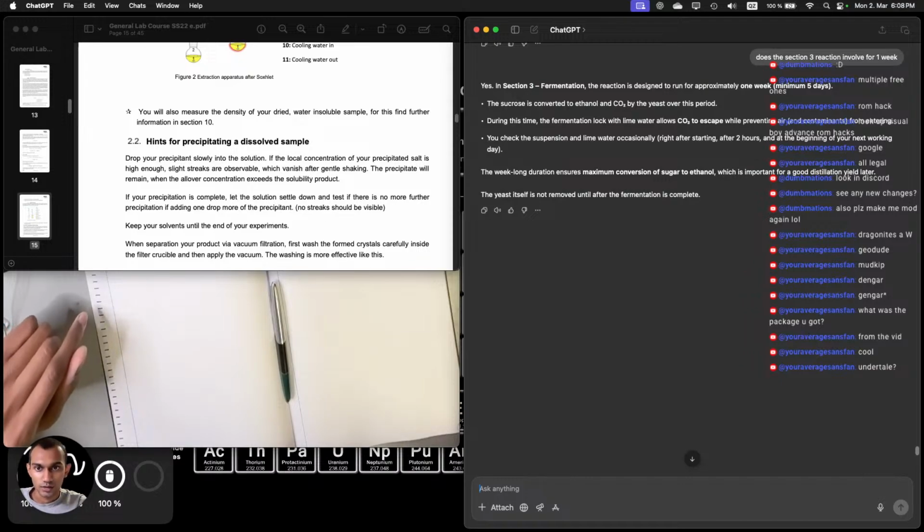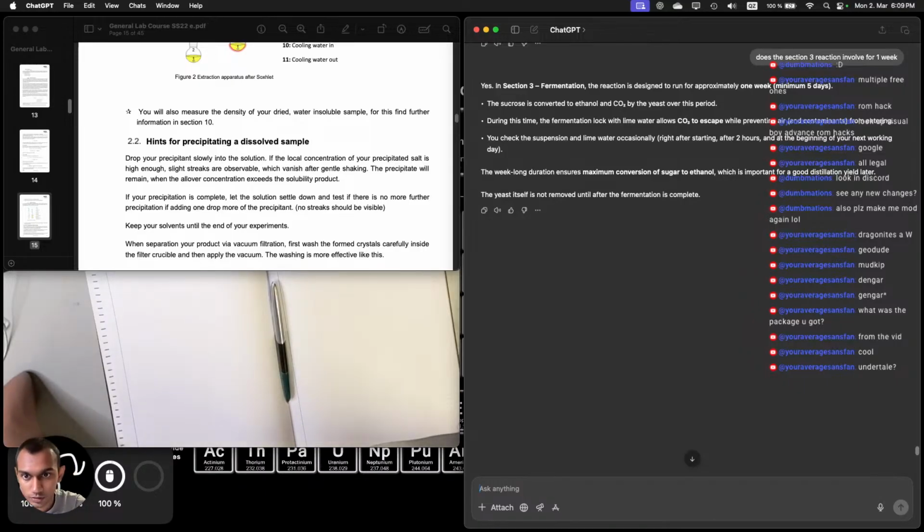1 week, okay. Have a look at the suspension, the lime water and the fermentation lock directly after you start it, after 2 hours, and at the beginning of your next working day before you filter it. After approximately a week, minimum 5 days, filtrate the suspension and put the filtrate into a round bottom flask.